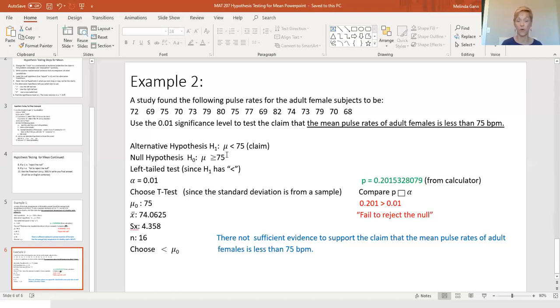But from your standpoint, when your P is less than or equal to your alpha, you reject the null. When it's greater than alpha, you fail to reject the null. Okay, so simple. The only difference is you're going to go to a different place on your calculator. All right, Z-test or T-test, and I think most of the time it's T-test. If you have trouble, let me know.